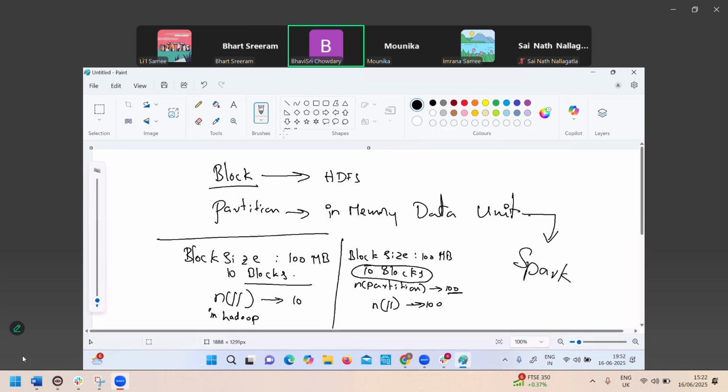Sir, when you say clusters, it means worker nodes, right, sir? Cluster means one master, remaining all workers, slaves. Maybe 100 workers, or maybe 1,000 workers, maybe 10,000 workers. Is there any limit for Spark? No, sir. For Hadoop there is no limit, and for Spark also there is no limit.